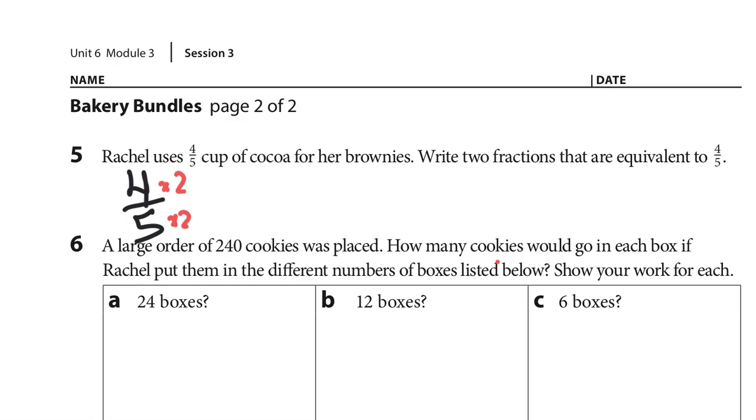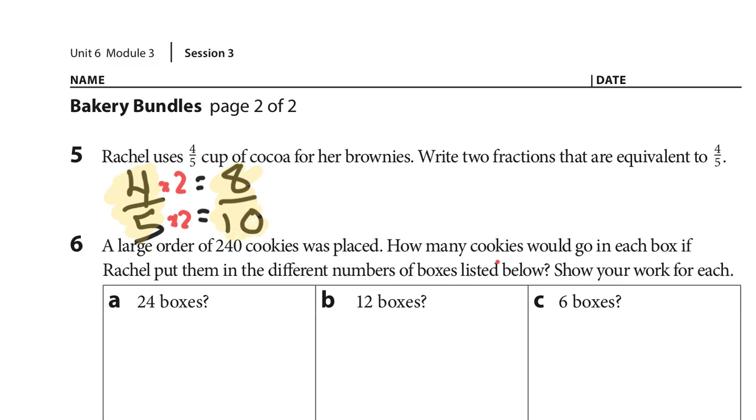So if I were to take both numbers times 2, let me change my color back to my original one, then what would I have? 4 times 2 is 8. 5 times 2 is 10. There is an equivalent fraction. Those two numbers, how's my highlighter? I don't know if it'll look good today. But those two numbers are exactly the same in size.